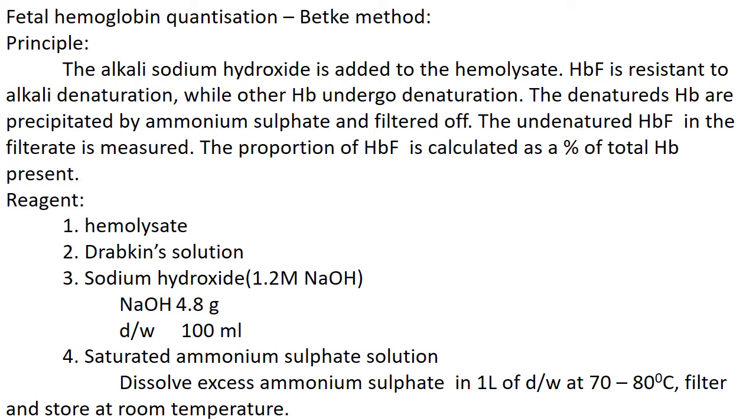Requirements here are, as usual, a hemolysate. Last session I told you how to prepare a hemolysate solution. Then other requirements are a hot air oven, because the temperature must range between 70 to 80 degrees centigrade, a vortex mixer, Whatman number 42 filter paper, pipettes, and a spectrophotometer.